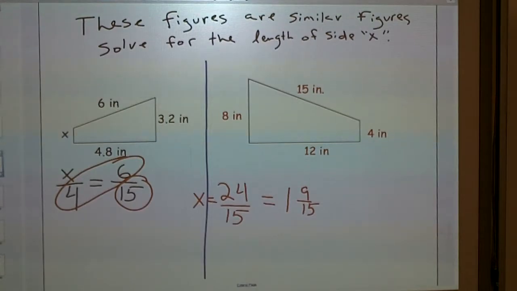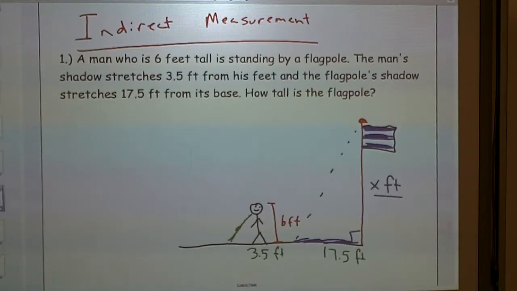Now, other things that are really nice with these similar figures is what's called indirect measurement, or using measurements of other objects to figure out exactly how tall something is just by using simple calculations. Let's say a man who is 6 feet tall is standing by a flagpole. That man's shadow stretches 3.5 feet from his feet, and the flagpole's shadow stretches 17.5 feet from its base. How tall is the flagpole?